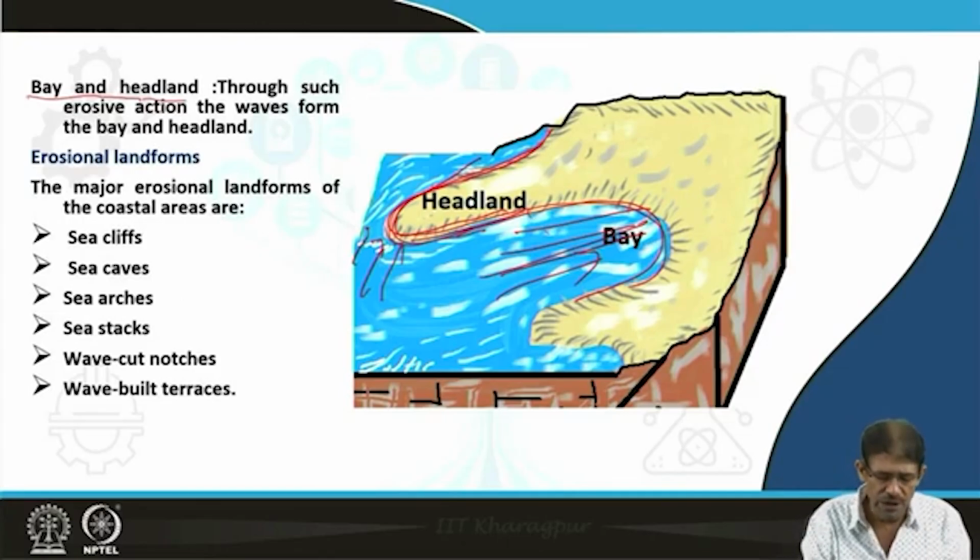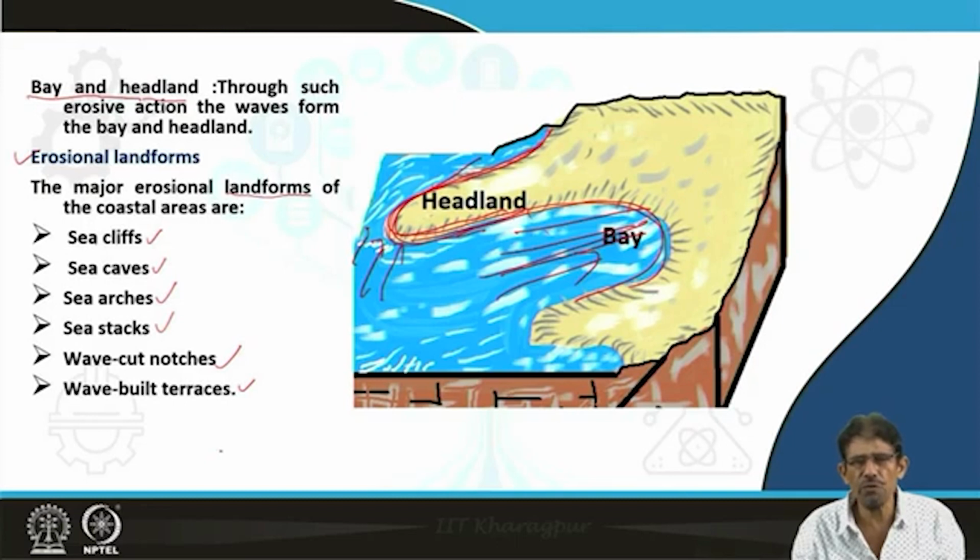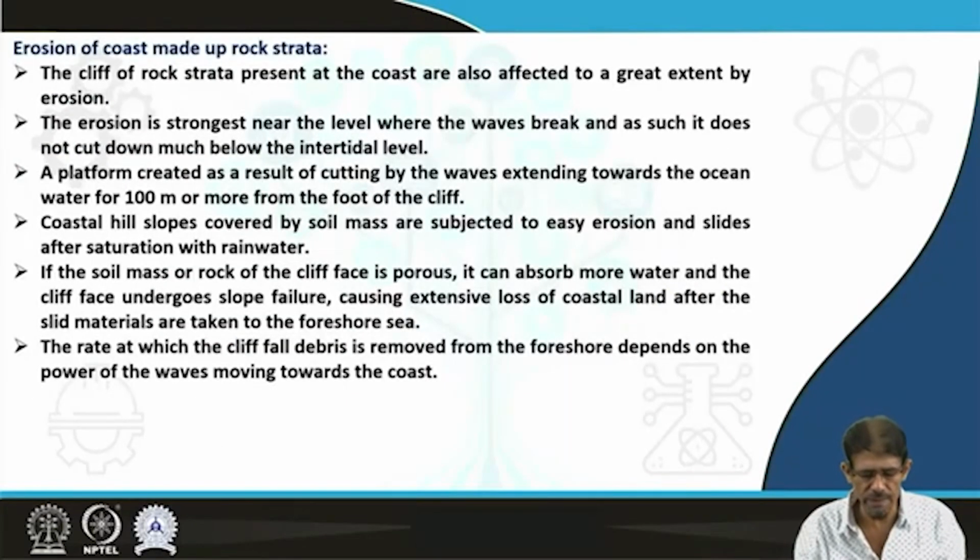As far as erosional landforms are concerned, the major types of erosional landforms generally observed in coastal areas are particularly known as cliffs, caves, arches, stacks, wave-cut notch, and wave-built terraces or platforms. So we are going to see them quickly one by one.